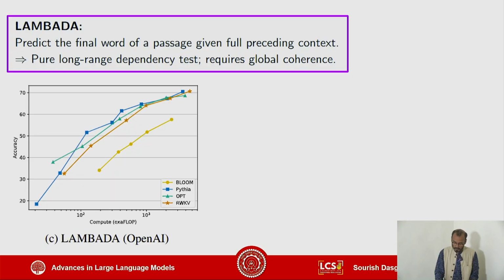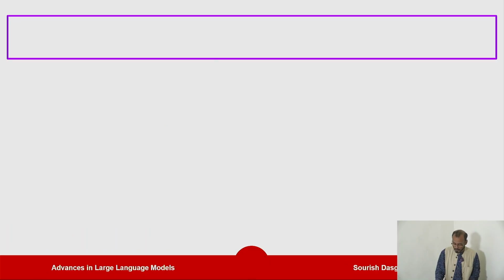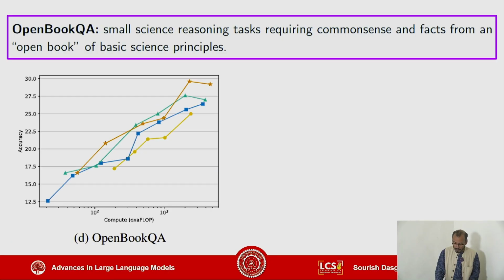Lambada from OpenAI, again, is to predict the final word of a passage given the full preceding text. So this actually tests your long context range sensitivity, right? And again, it does pretty good, provided you give it more compute, and it is comparable to these models. OpenBook QA, small science reasoning tasks.